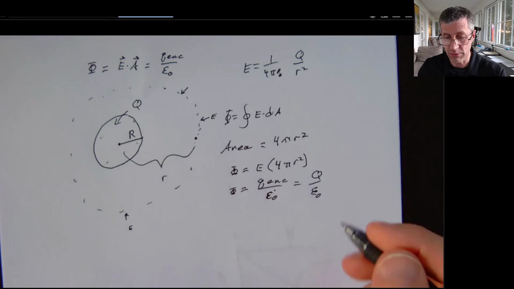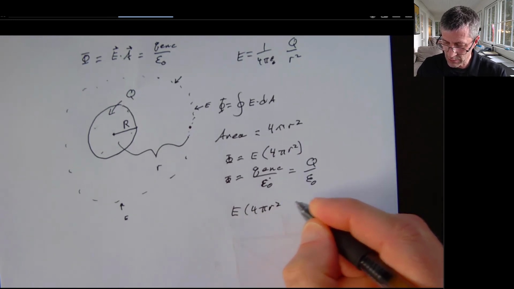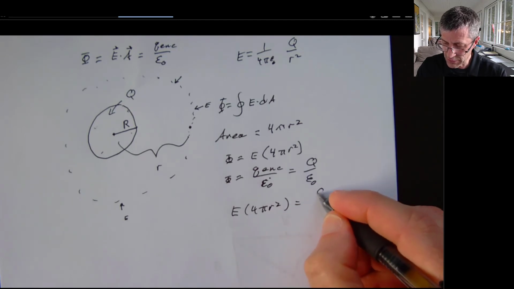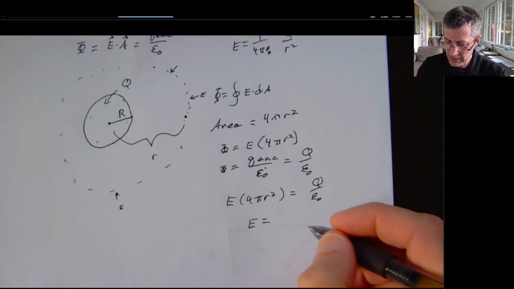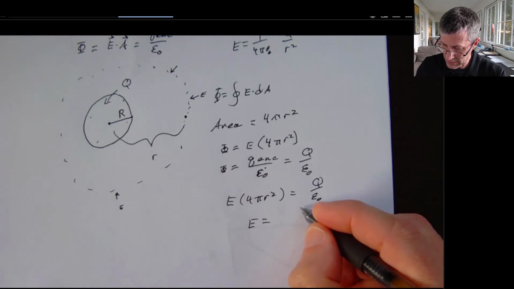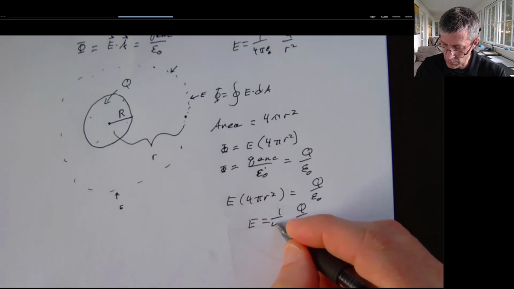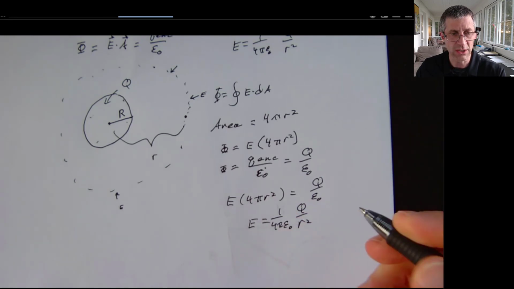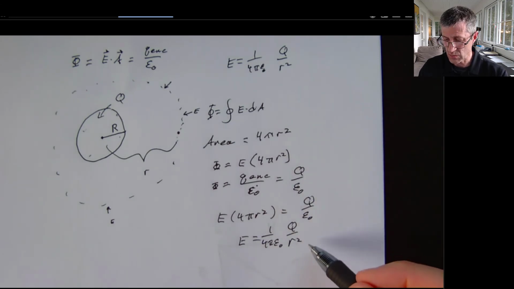Now I'm going to set these two equal to each other. I'm going to have E times 4 pi r squared equal to Q over epsilon naught. I'm going to rearrange this for E, and I get Q over r squared times 1 over 4 pi epsilon naught. That's what I was hoping to get to. So that's consistent. I got the same thing.